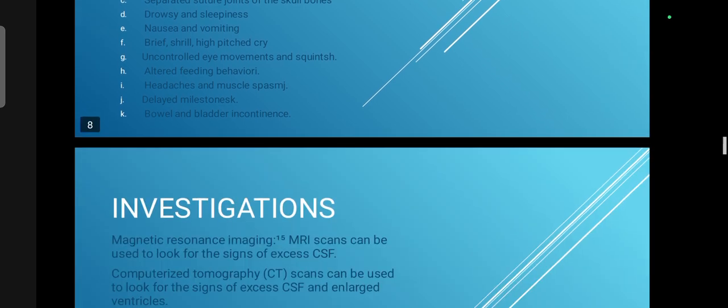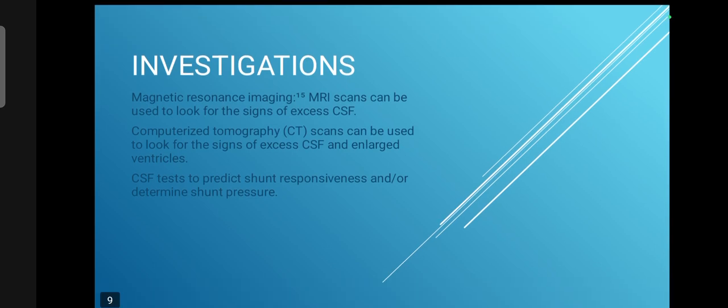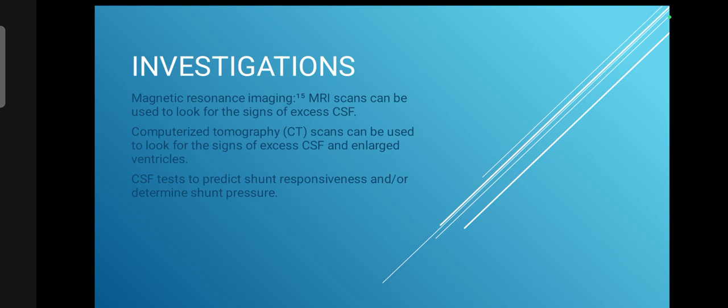Next, about the investigations of hydrocephalus. Magnetic resonance imaging, that is MRI scans, can be used to look for signs of excess CSF. Next one is CT scan, which can be used to look for signs of excess CSF and enlarged ventricles. Next test is CSF test to predict shunt responsiveness and or determine shunt pressure.